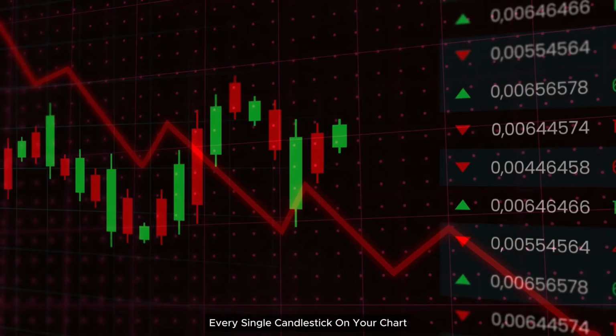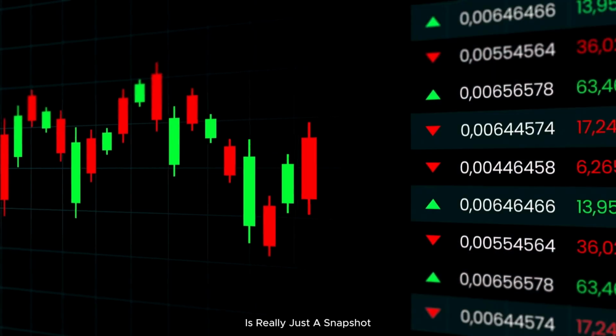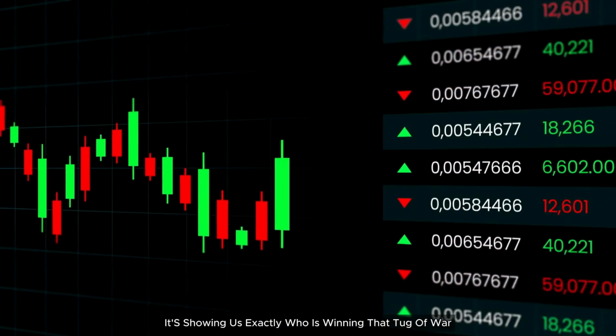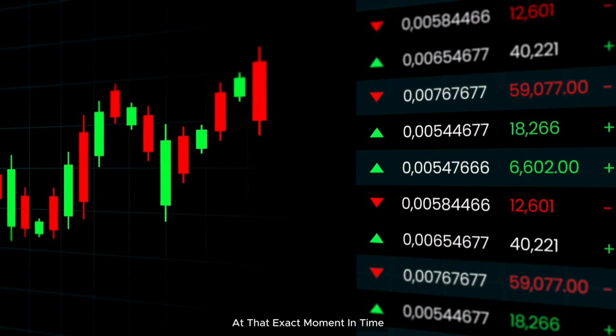So if you think about it, every single candlestick on your chart is really just a snapshot. It's showing us exactly who is winning that tug of war at that exact moment in time.